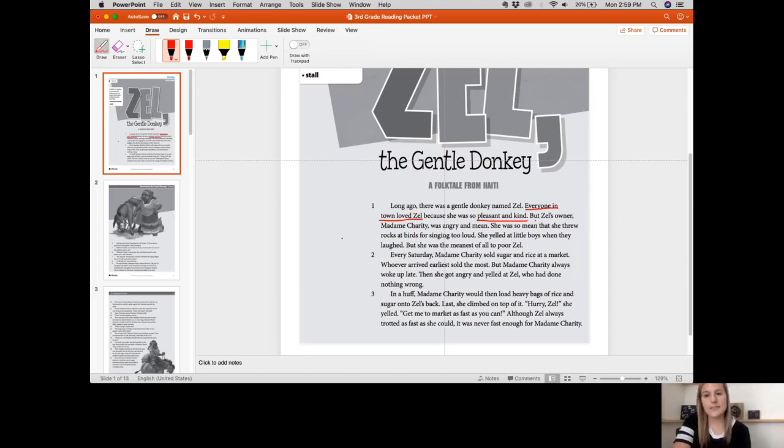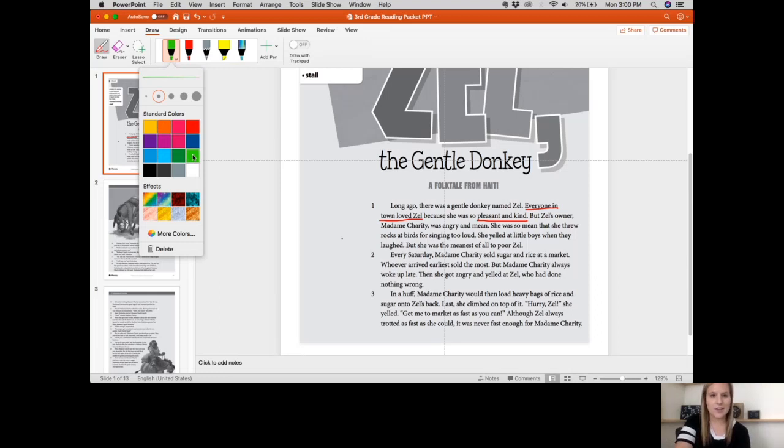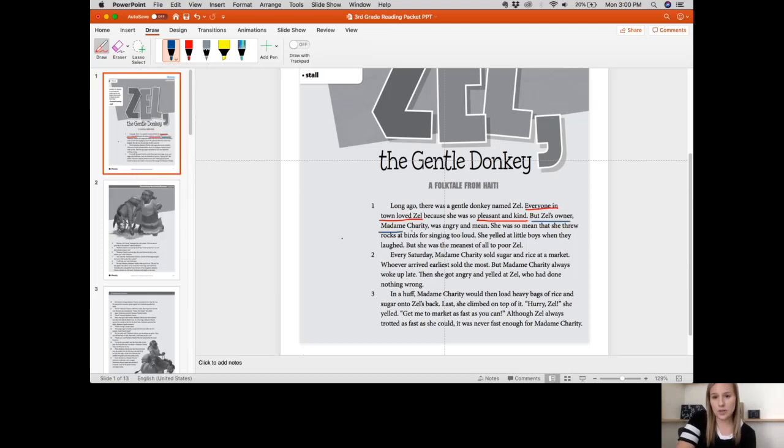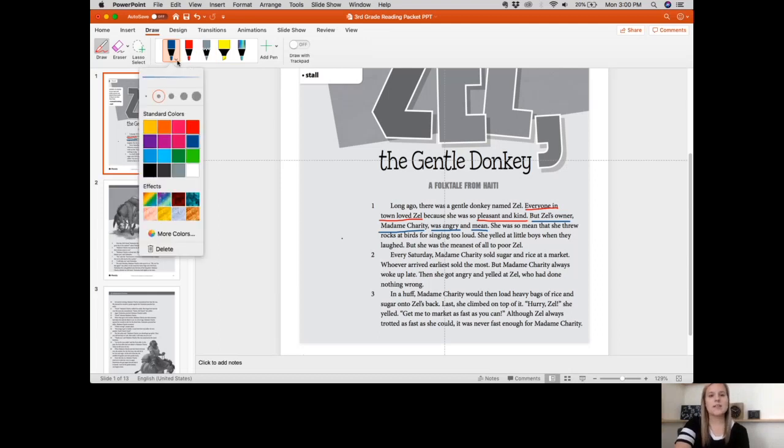Next sentence. But Zell's owner, Madame Charity, was angry and mean. All right, let me get another color because that's a different kind of character and has different characteristics. Zell's owner, Madame Charity, was angry and mean. She was so mean that she threw rocks at birds for singing too loud. She yelled at little boys when they laughed. But she was the meanest of all to poor Zell. So I've underlined the things that stuck out to me in the paragraph.